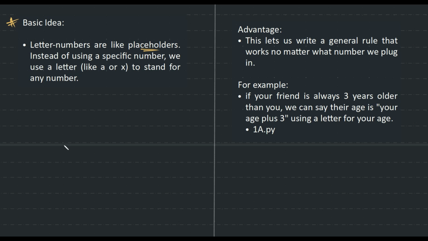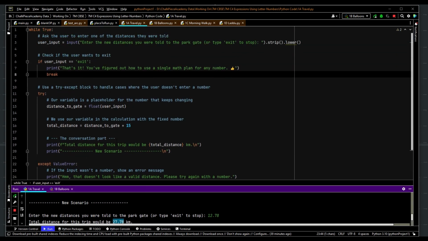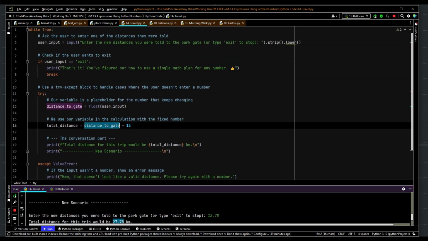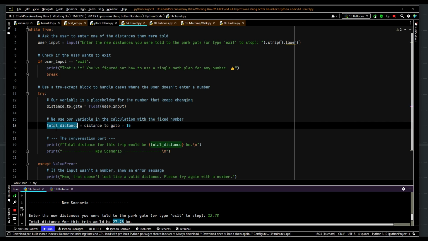They'll hold the place. Instead of using a specific number, it uses a letter to stand for any number. So I'll give you this example, the travel example. Over here, distance to the gate, that is your variable, right? That's the placeholder. Whenever you give any number, the program will add 15 to whatever value you are giving, and it will give us the total distance.